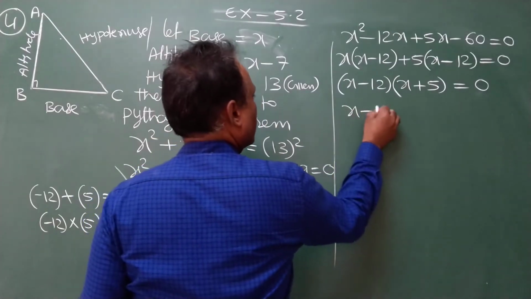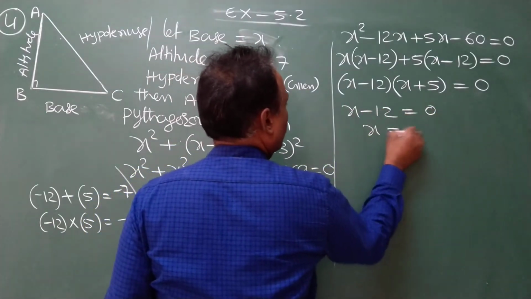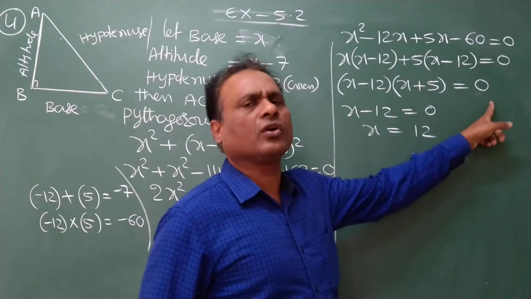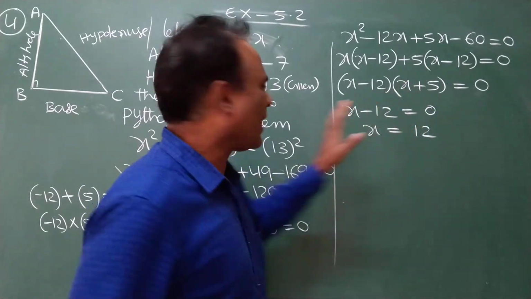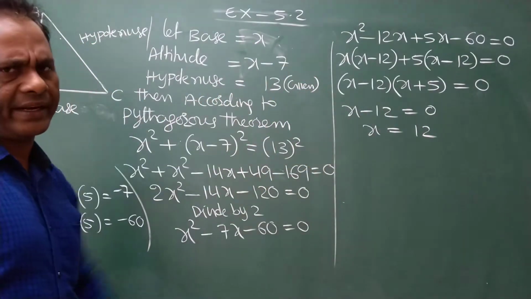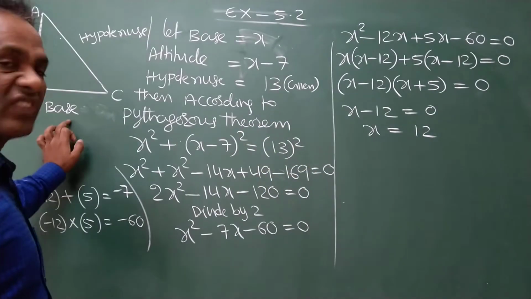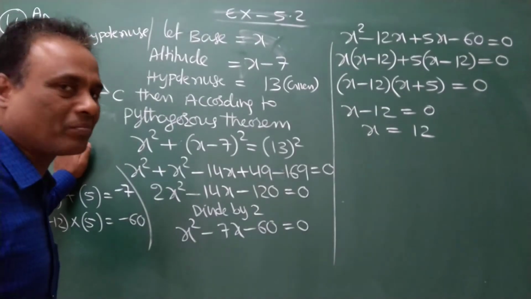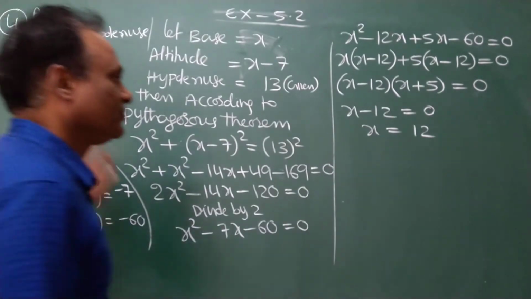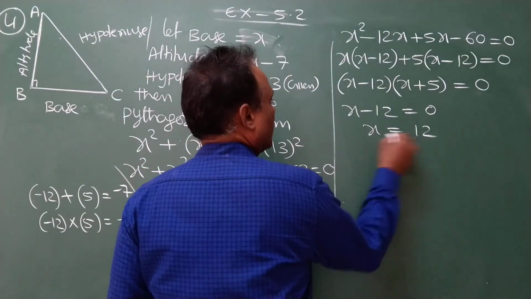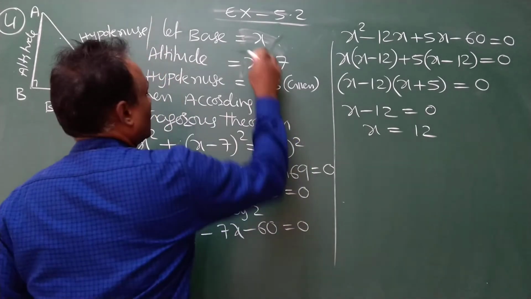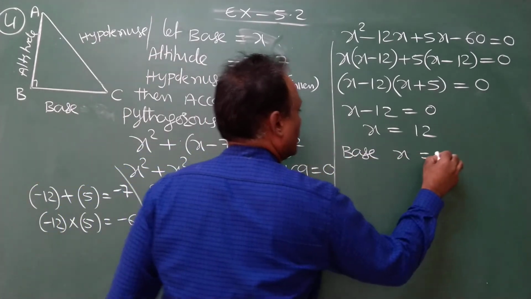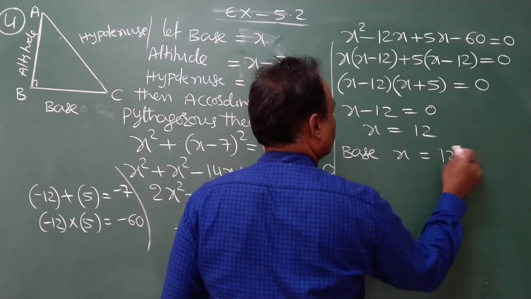So x minus 12 is equal to 0, x is equal to 12. If you take x plus 5 is equal to 0, x is equal to minus 5. A side cannot be negative, I am not taking the negative number. A side may be 1 centimeter, 2 centimeter, 3 centimeter, but not minus 2 centimeter. So x is equal to 12. That means base x is equal to 12 centimeter.